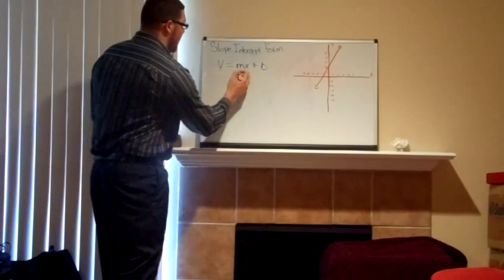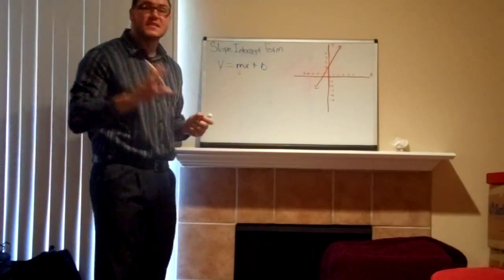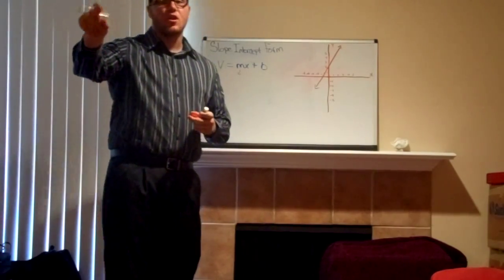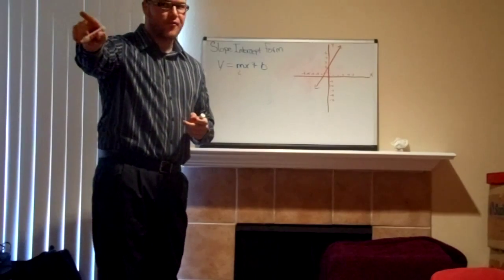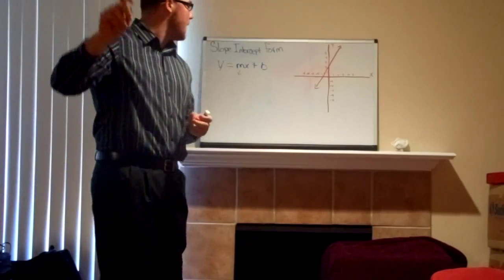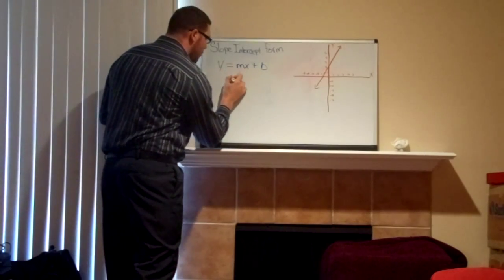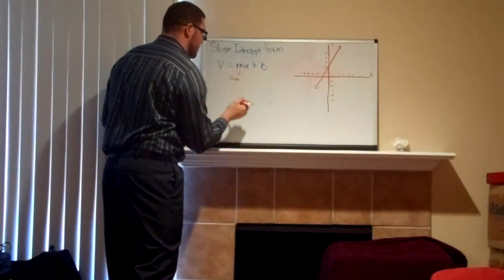Does anybody want to remind the class what m indeed stands for? It's not marbles. You're close though. Close. Thank you for that comment, but someone else help them out. What does m actually stand for? Correct. Slope. It is the slope of that line in that equation.